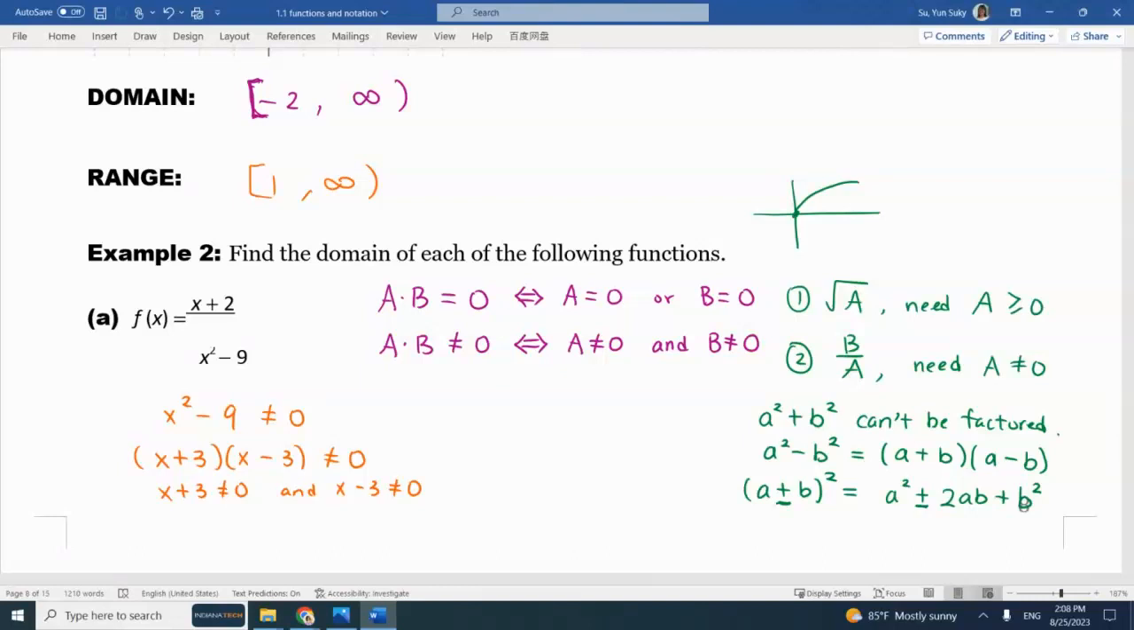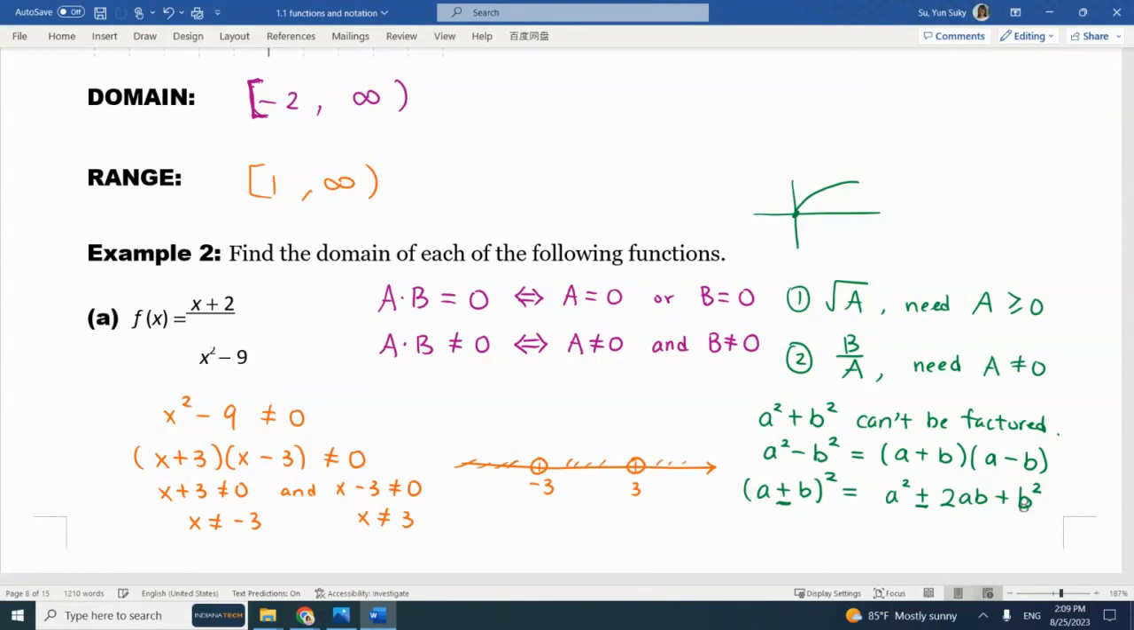Right, everybody? So what is x? X cannot be negative 3, and x cannot be positive 3. Good. So you draw the picture, the real number line. X cannot be negative 3, so you put an open circle, because you remove that point. And x cannot be 3, so you remove that point.